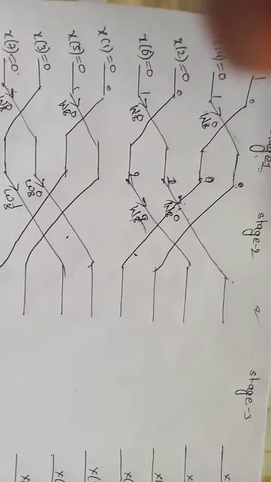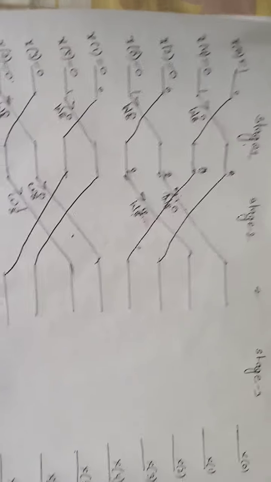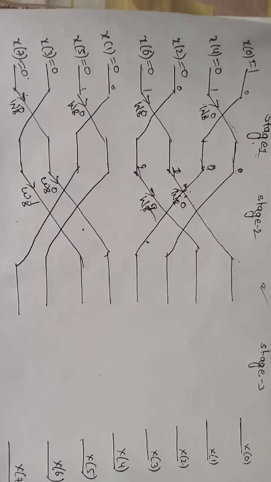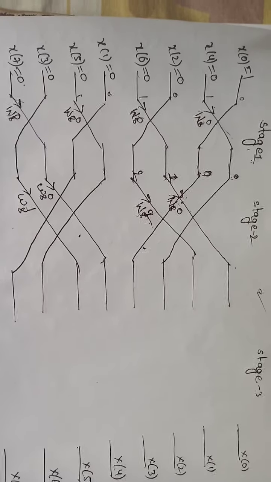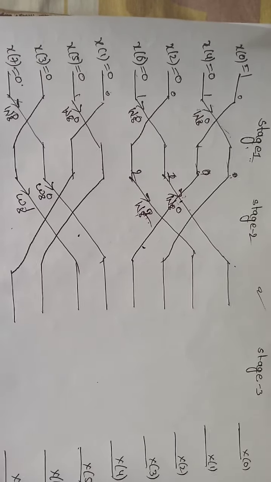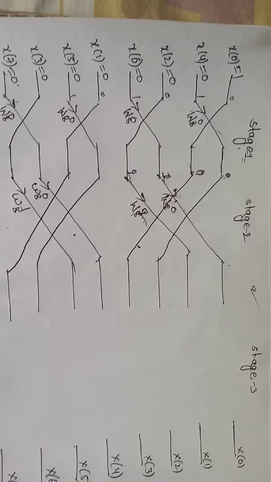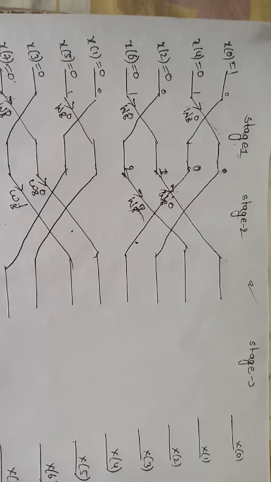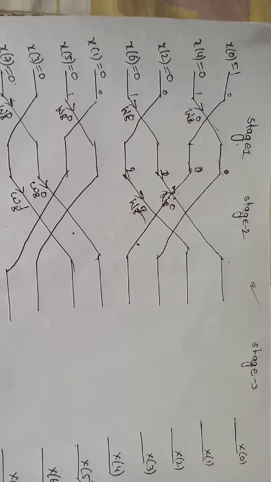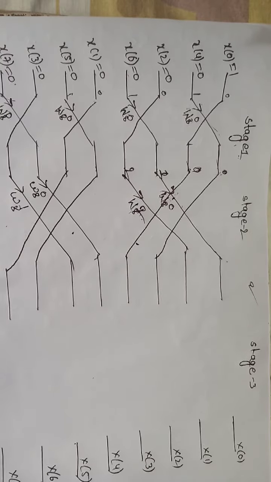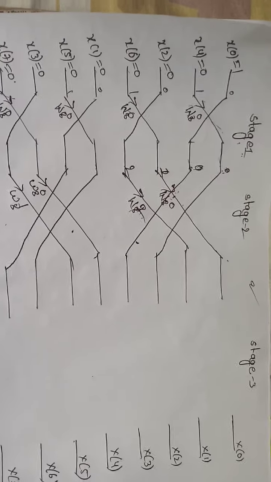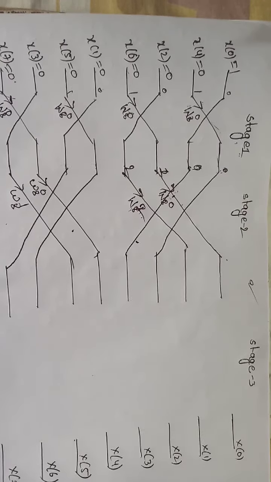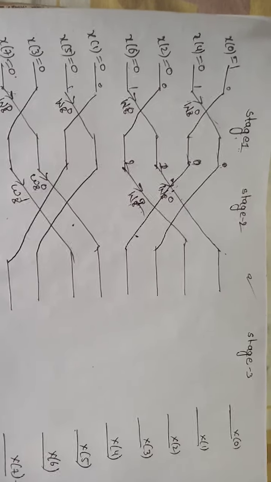And next, stage 3. For stage 3 we are having exponent repeat factors, 4 factors. We got twiddle factors 4, that is W8 of 0, W8 of 1, W8 of 2 and W8 of 3. So these 4 factors are repeated only one time.